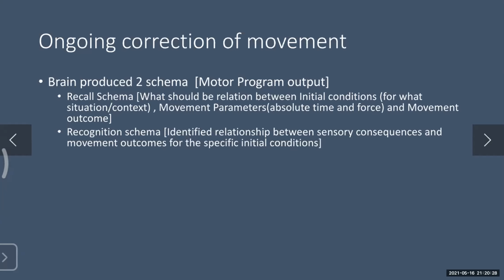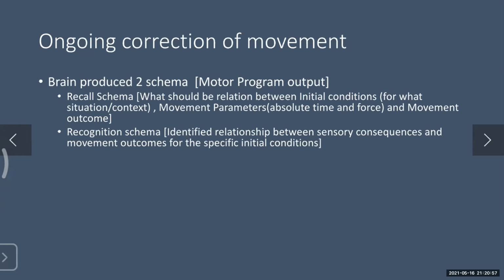And so one of the major outputs of the motor program was a schema, right? This is how this particular movement has to happen for these particular initial situations. Okay, right? Along with the recall schema, it also produced another schema called the recognition schema. Now, what is a recognition schema? It identified the relationship between sensory consequences, right? That is, whenever we produce a movement, there will be some changes in the sensory inputs, right?